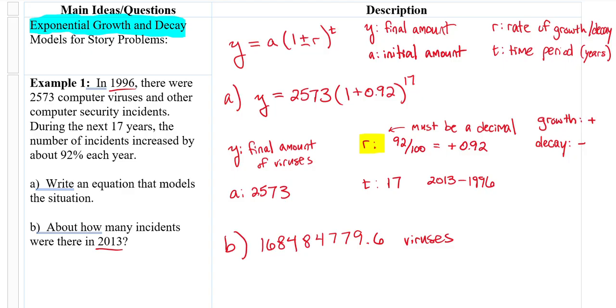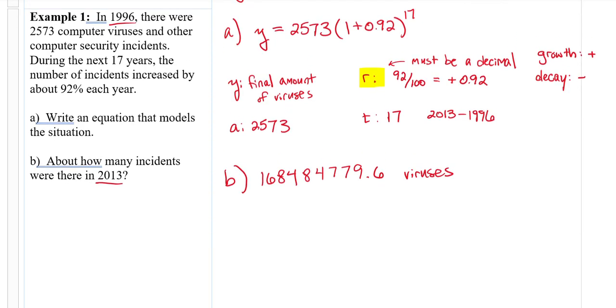That's a lot. And that is because exponential growth is very, very rapid growth. The more years you have, the more you're going to grow, and it's going to go just crazy, especially over a 17-year period. Let's try another one.